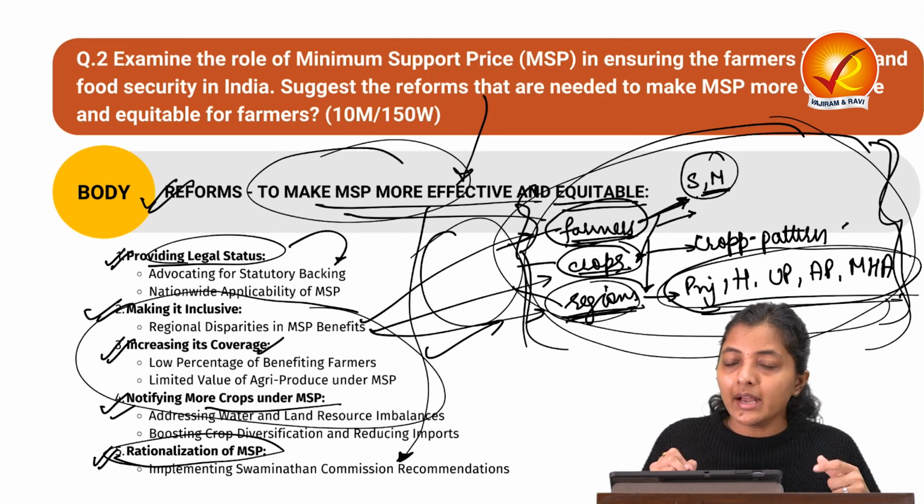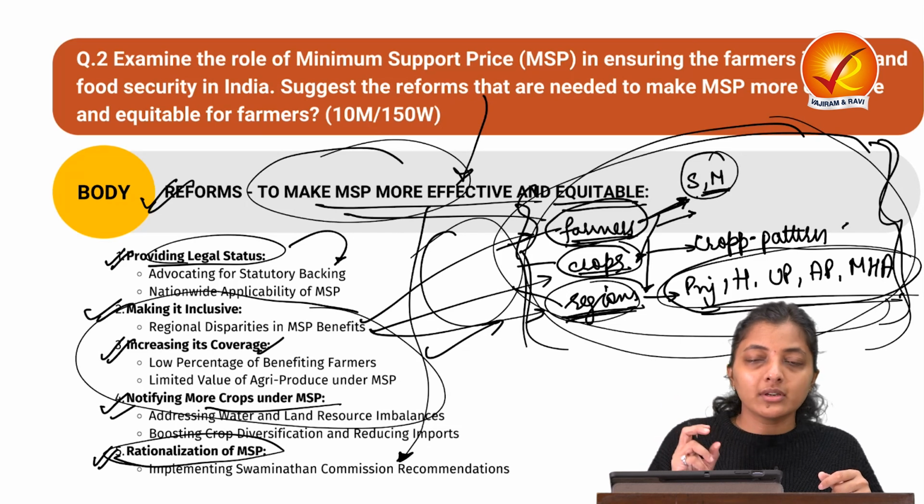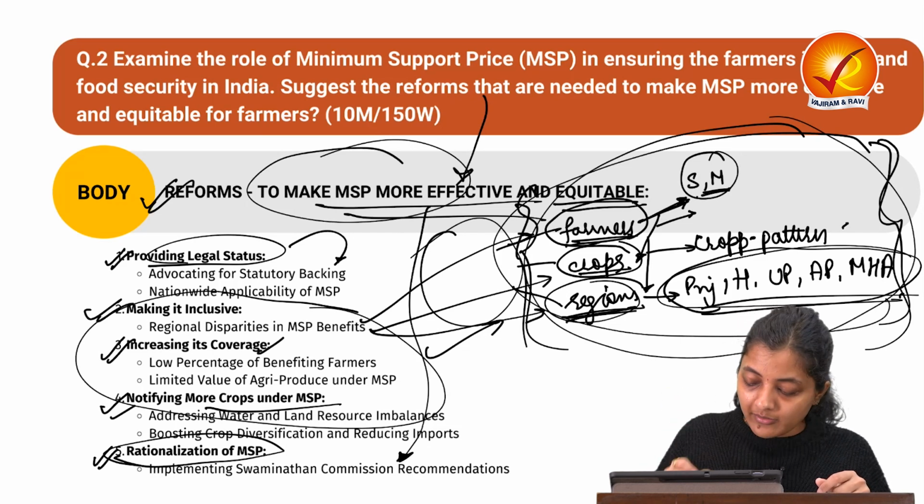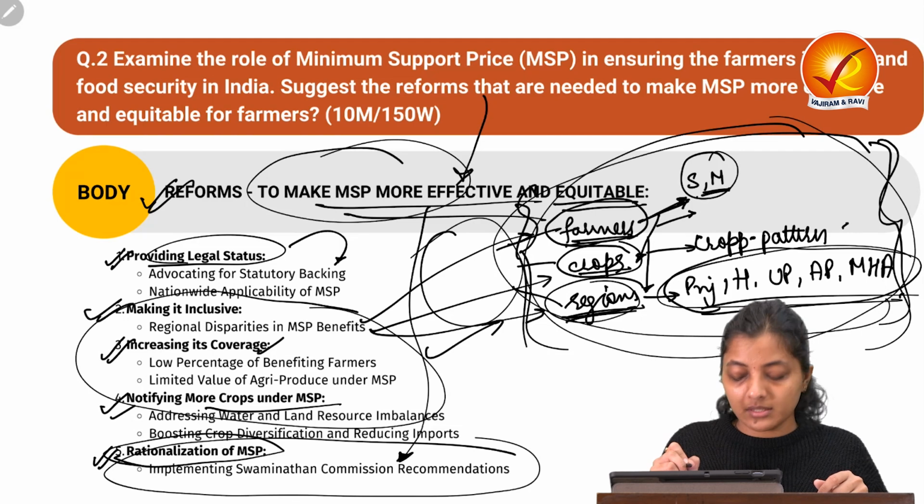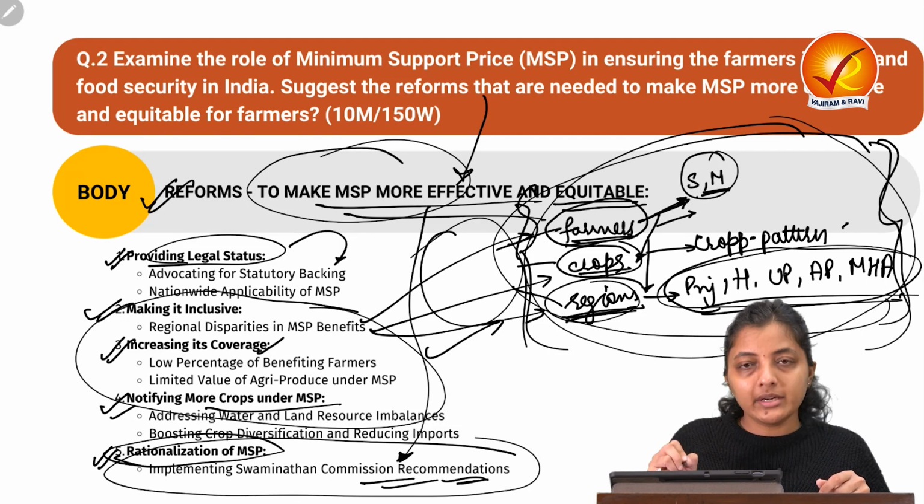should not be there. And also this MSP is not very sufficient for the farmers, so for that we can implement the Swaminathan Commission recommendation for that.